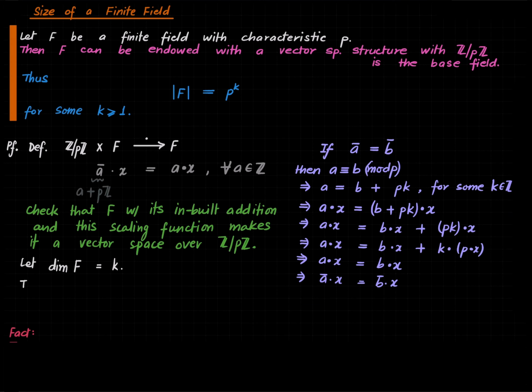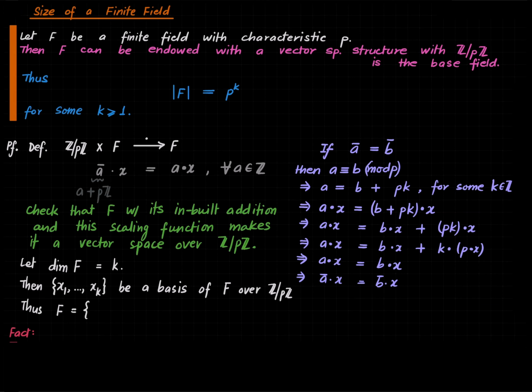Then there is a basis of size K. So let E1 up to EK, maybe I'll write X1 up to XK, be a basis of F over Z mod PZ. And thus F is precisely the following set.